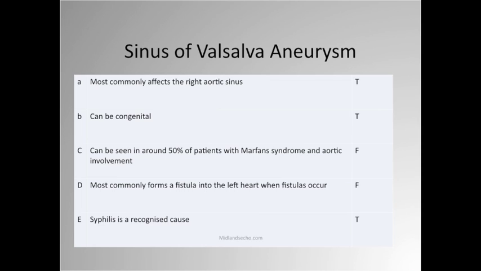Sinus of Valsalva aneurysm most commonly affects the right aortic sinus. It does. Can be congenital. Yep, you can be born with it. Can be seen in around 50% of patients with Marfan's syndrome and aortic involvement. No, usually the involvement, remember, in Marfan syndrome is that flask-like aorta where you lose the aortic sinuses altogether, and you just end up with a flask shape. But in about 10% of people, you can identify a specific sinus of Valsalva aneurysm. So it's not 50%; it's 10%.